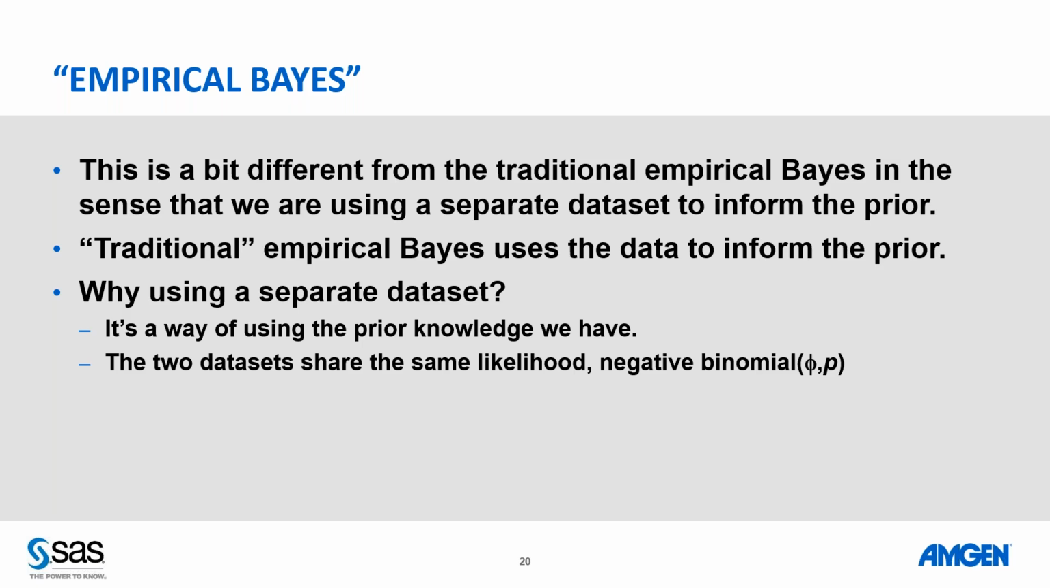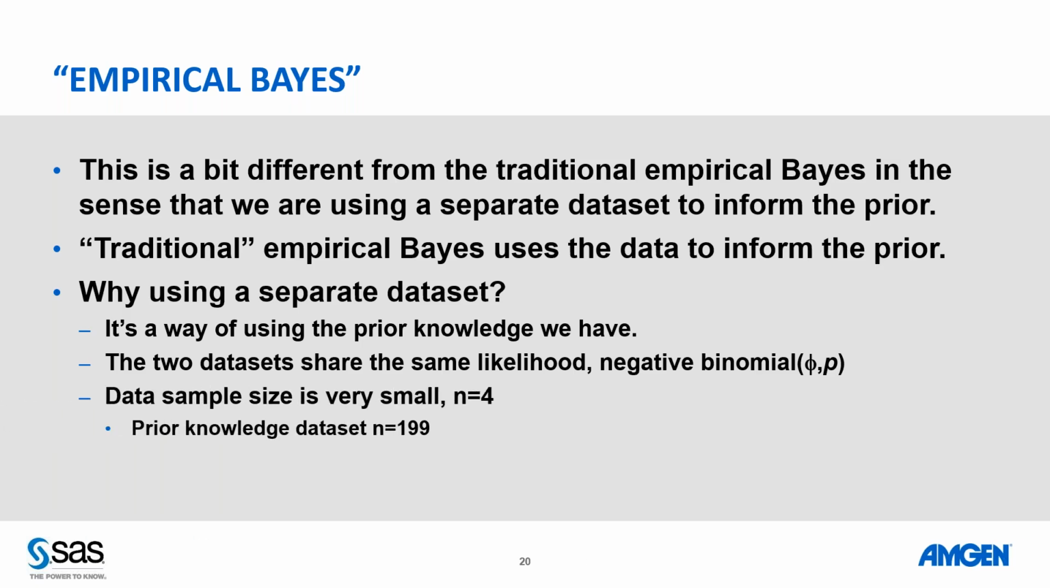At least I have in the 10 years I've been at Amgen. Now, again, a sample size with 4 observations is very small, so you saw the intervals are very wide. And if we try to use that to get estimates for phi and p, those estimates are very soft because the asymptotics don't help there. But the prior knowledge data set has 199.